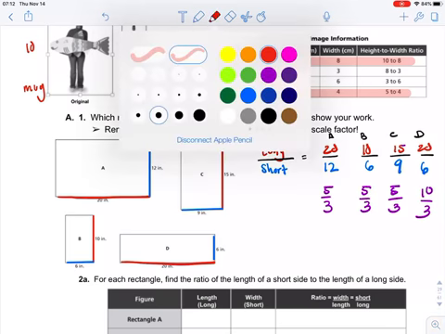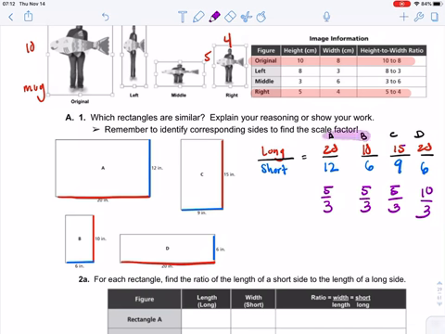So what you'll notice is these three, A, B, C, they all have the same ratio. They all have the same ratio of long to short. Long to short, 5 over 3. Those are all going to be similar. And if you don't remember your notation, that is their symbol for similar. Not that one. Similar.